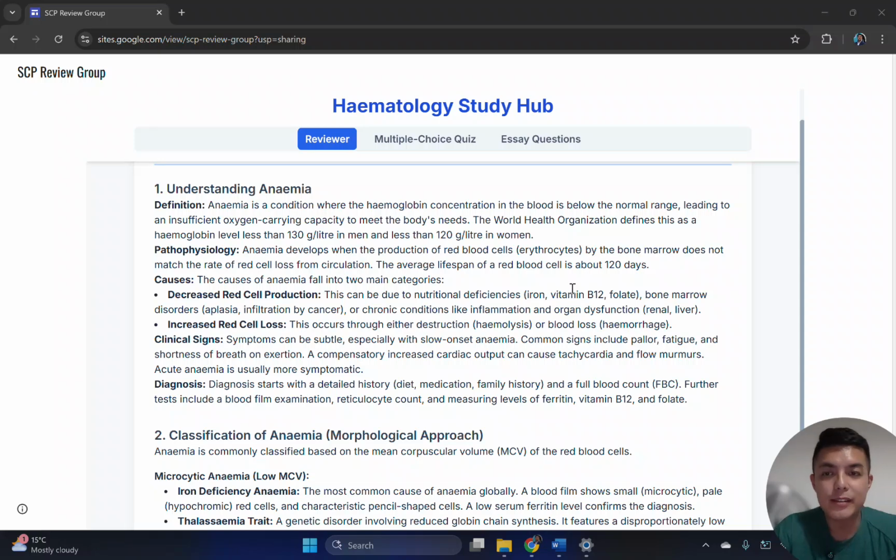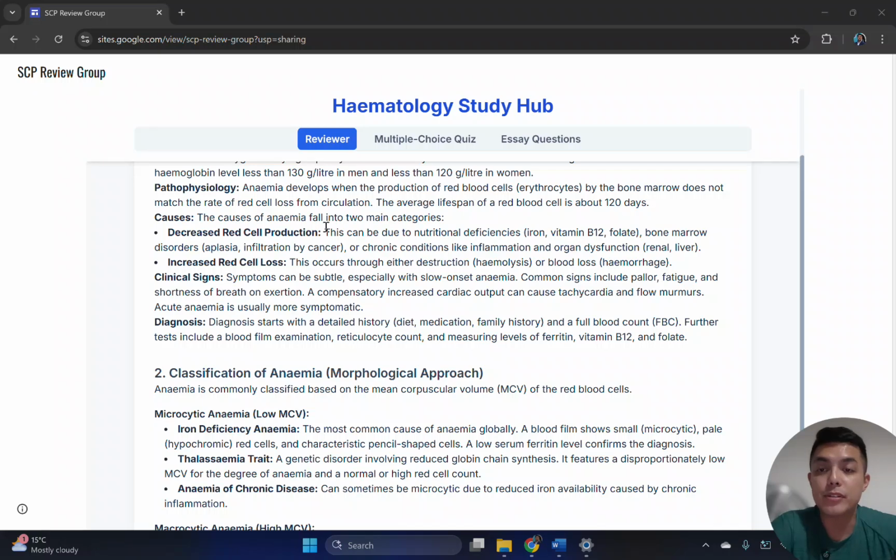So let's understand anemia. By definition, anemia is a condition where the hemoglobin concentration in the blood is below the normal range, and this leads to an insufficient oxygen carrying capacity to meet the body's needs. And the WHO, or World Health Organization, defines this as a hemoglobin level less than 130 grams per liter in men and less than 120 grams per liter in women.